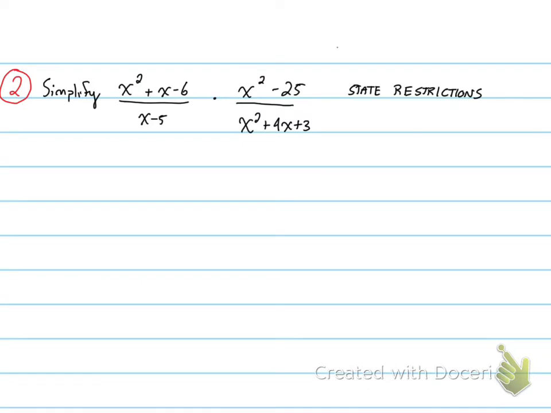In another example, now we're multiplying two rational expressions together. This, again, looks more complicated than it might be. I'm going to do the same thing here where I'm going to get these into factored form, see if anything cancels, and finally state any restrictions.